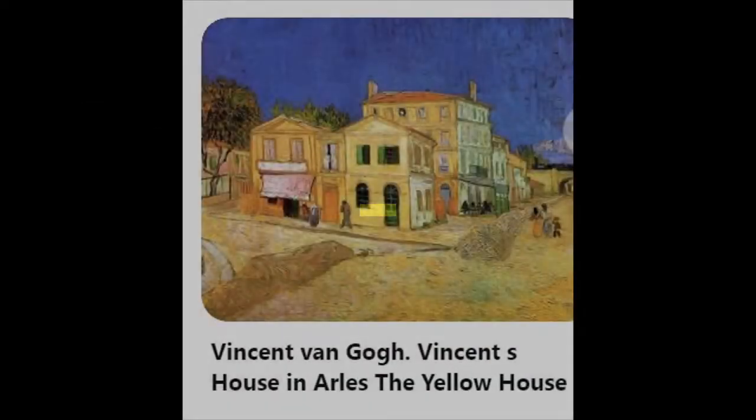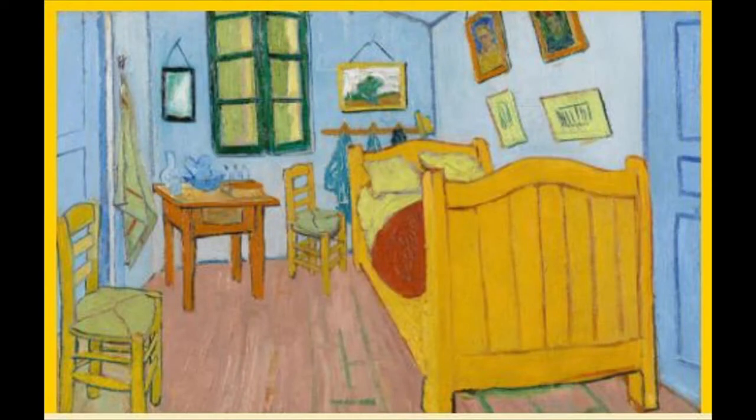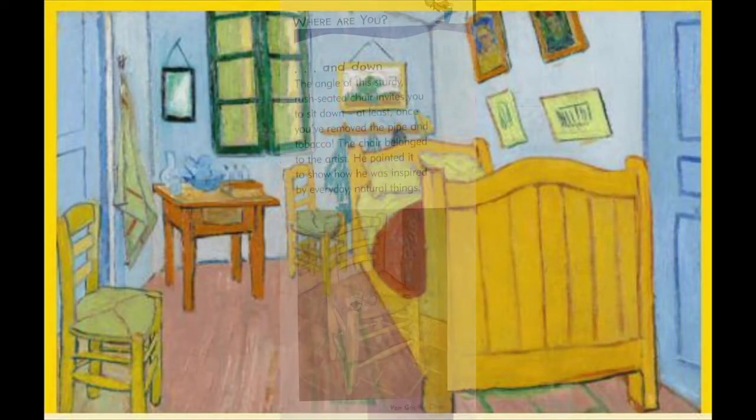Vincent van Gogh, Arles's bedroom. Here is the yellow house in which Vincent van Gogh's bedroom was when he stayed in Arles. This is a painting that he made of that bedroom in Arles.